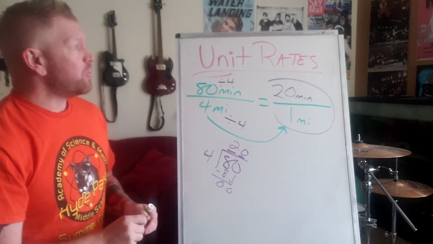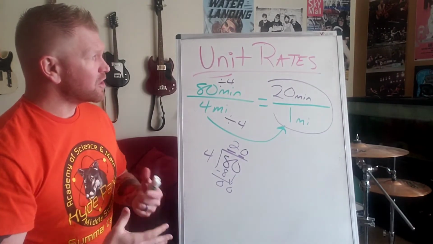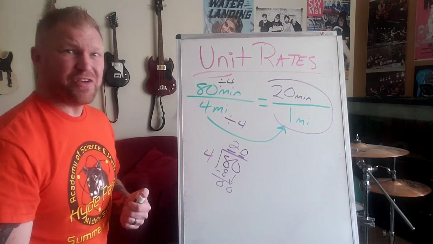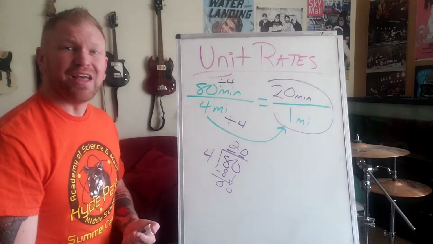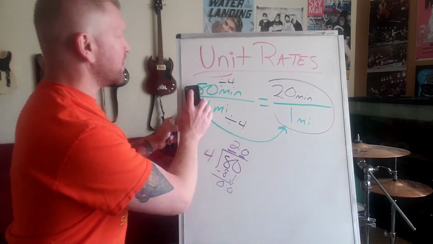So if I want to walk a little faster, maybe get some better exercise, maybe get my heart rate up, I would try to go a little bit faster, maybe instead of 20 minutes per mile, maybe like 15 minutes per mile or something like that. That means I've got to go a little faster. All right, so that's unit rates. Let's do some more examples.